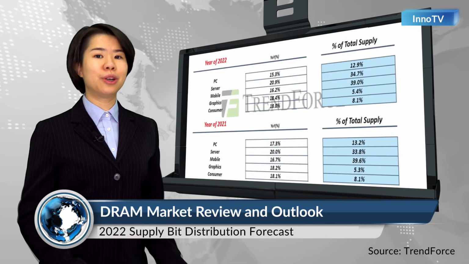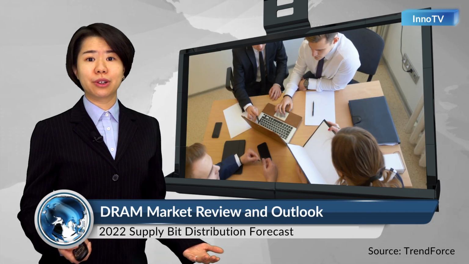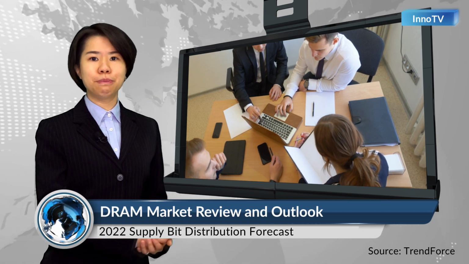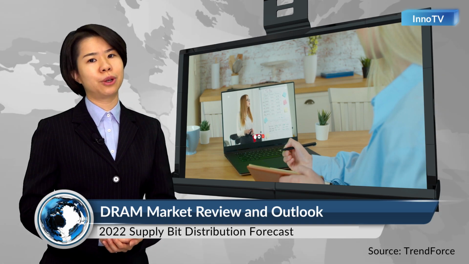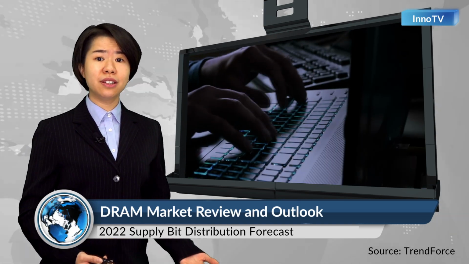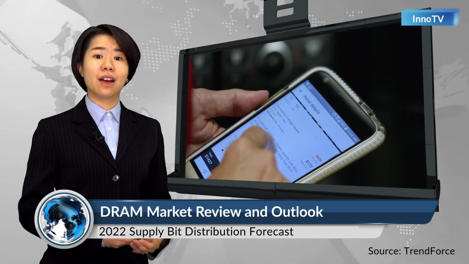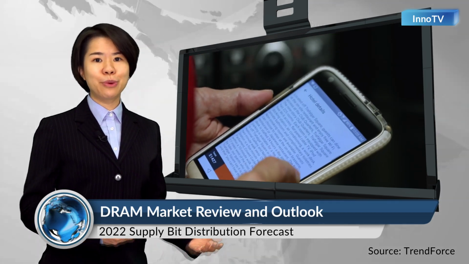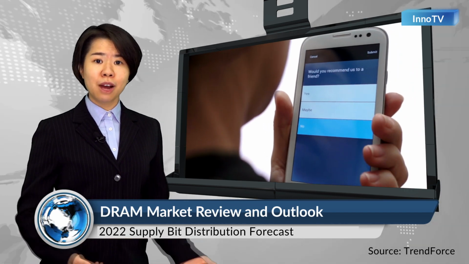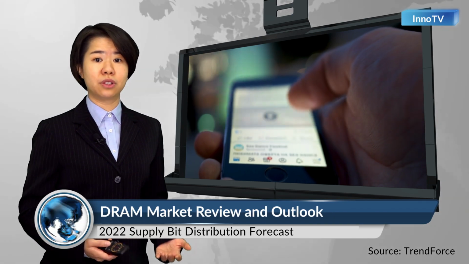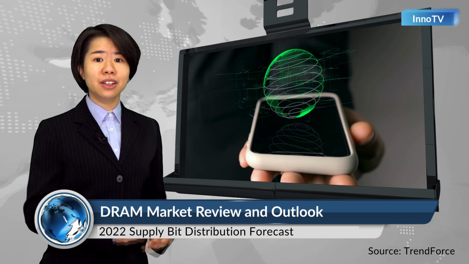Next, onto the 2022 supply bit distribution forecast. For notebook, the gradually improving demand for business notebook recently has replaced educational notebooks from first half 2021. And the particular tendency is estimated in more apparent growth in DRAM content. Then, for mobile, a minor 3.5% growth is expected for 2022.